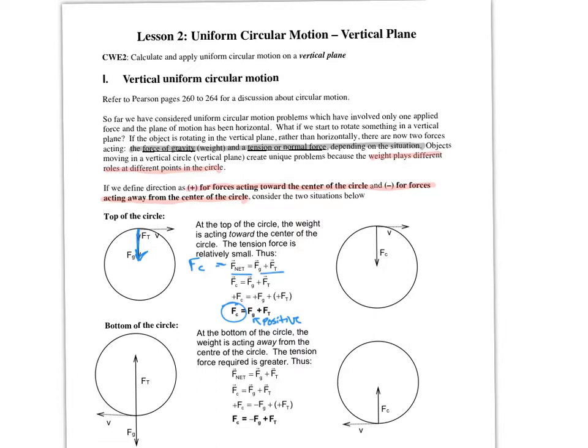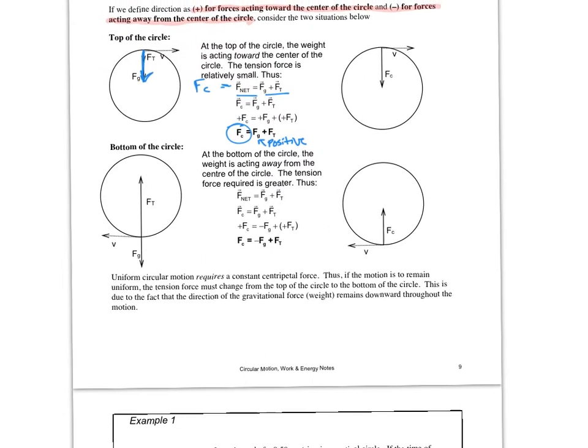Gravity's direction can be positive at one point of a circle and negative at another point. At the bottom of a circle, the tension force is still acting towards the center of the circle. However, the object being swung around the circle is here now, so the force of gravity is acting away from the center of the circle. So F net is the force of gravity and tension. However, in this case, gravity is its usual negative self, and it all equals the centripetal force.